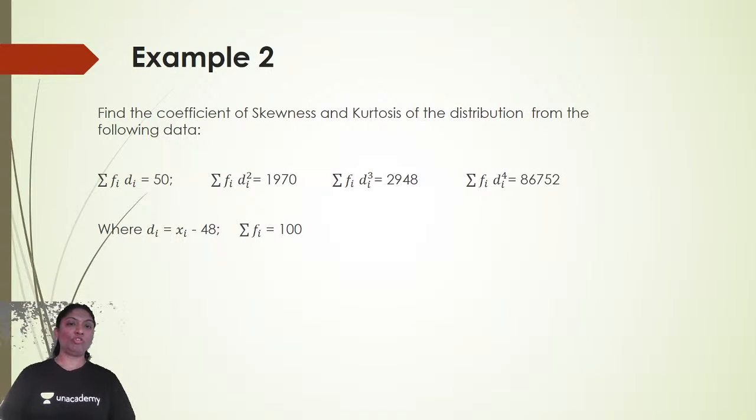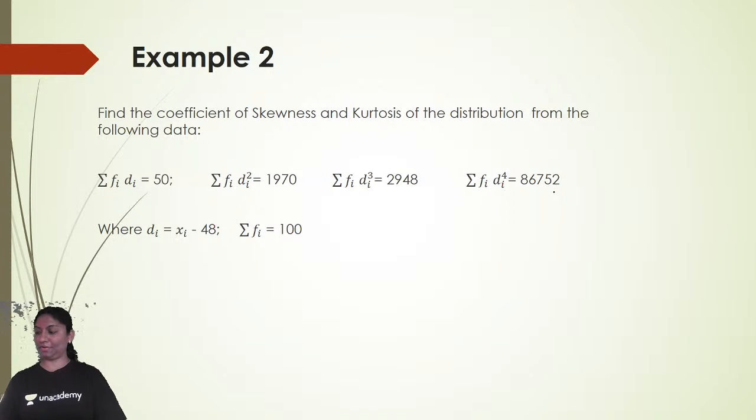Find the coefficient of skewness and kurtosis of the distribution from the following data. Okay, now data is given in a different way. See, summation of fi di is equal to 50. Summation of fi di square is equal to 1970. Summation of fi di cube is equal to 2948. Summation of fi di raised to 4 is equal to 86754.